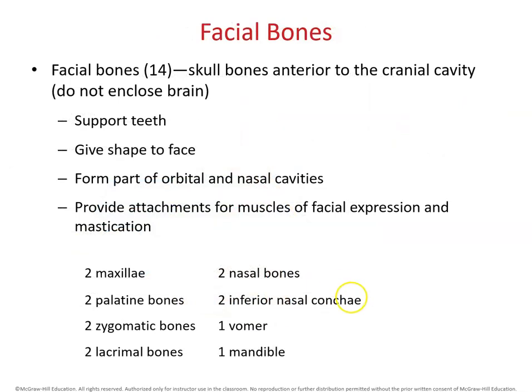Okay, so now we're going to move on and talk about the facial bones. So the facial bones are more on the front of your skull, associated with the facial features that you can see. They support your teeth. They give your face your individual unique appearance. They form your eye socket and your nasal cavities. And they are where muscles attach. And that's what gives you the ability to express emotions on your face and also chew.